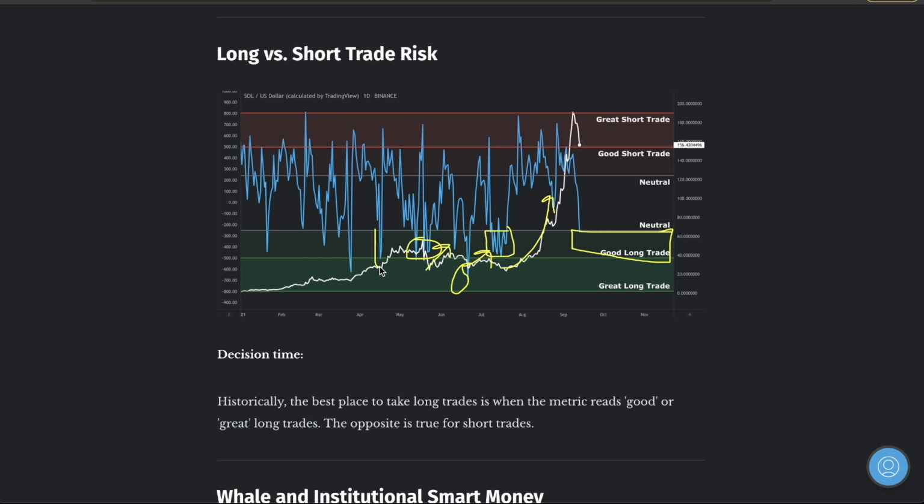This got down into the great long trade section right down here when it peaked into the darker green. This is where we ended up seeing a move up here. This got down to the great long trade section. That's where we saw a move up there. Okay, very accurate metrics we're working with here.